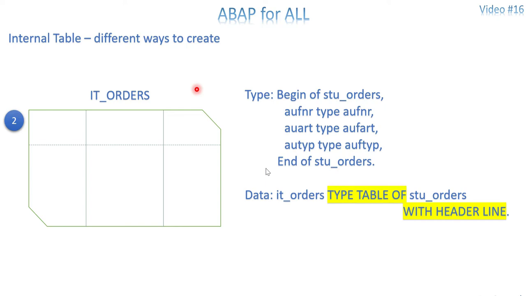The preferable method is to go with the independent work area and body, because I already mentioned that in some scenarios the header line or work area is not at all required. So in that case, don't create a work area unnecessarily. Okay, so preferable is the previous one.